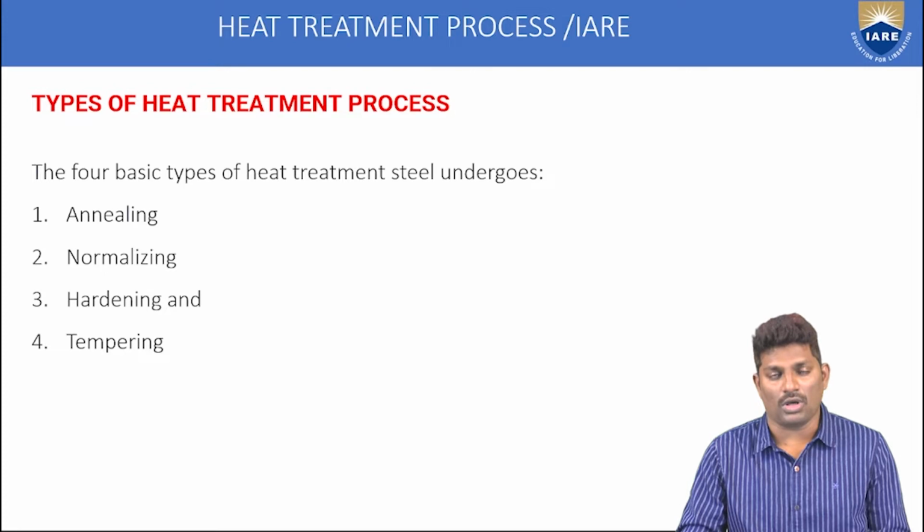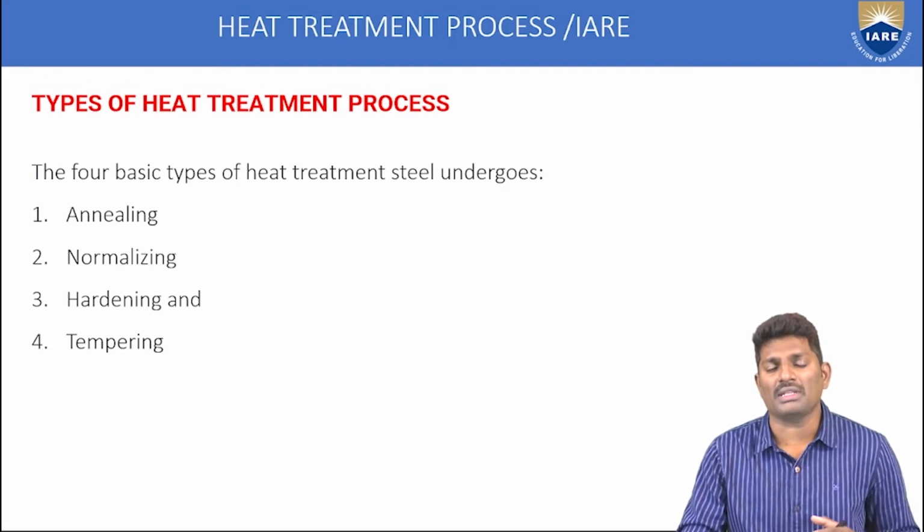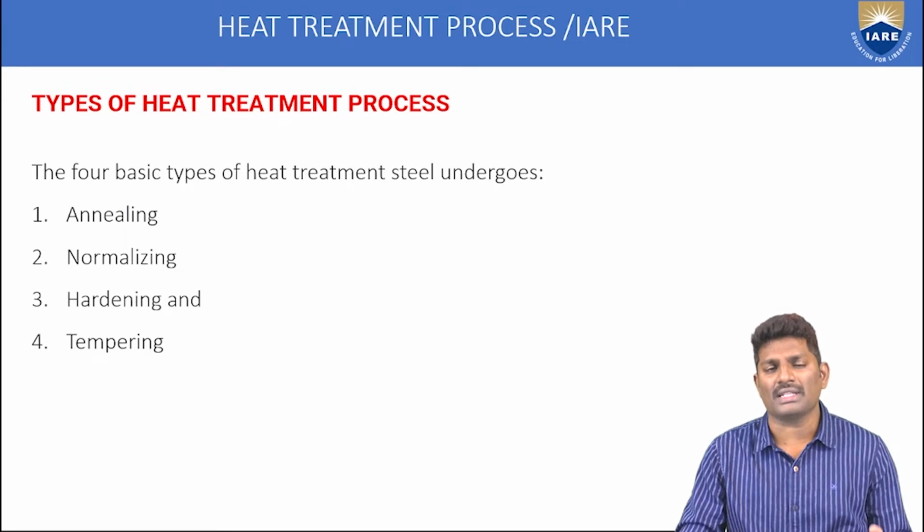Second one is normalizing, the third one is hardening, and the last one is tempering. So these are all the four different types of heat treatment processes done in the manufacturing industry. So what are those? Annealing, normalizing, hardening, and tempering. So depending upon the type of application we need, we can select the type of heat treatment process.